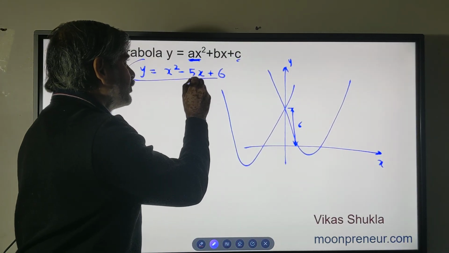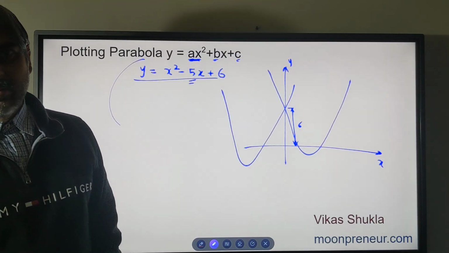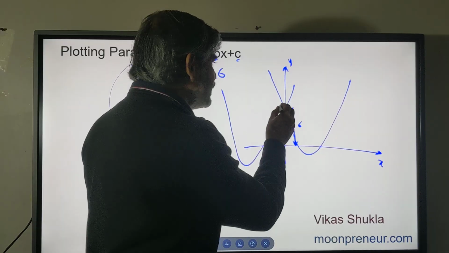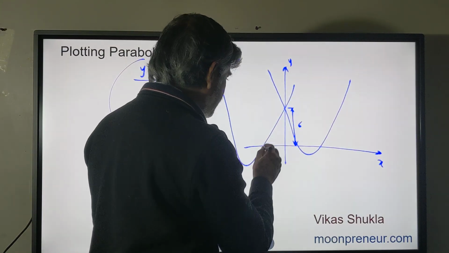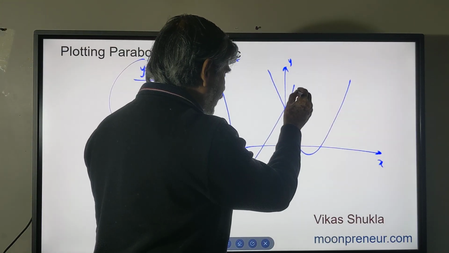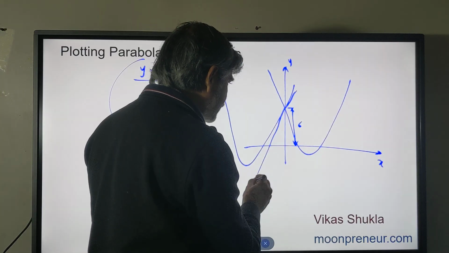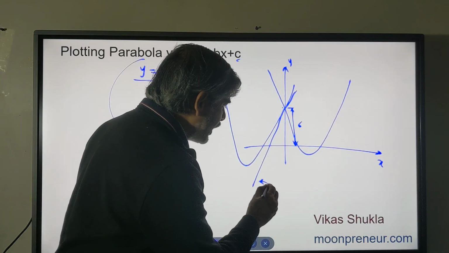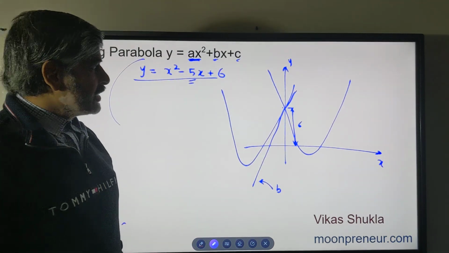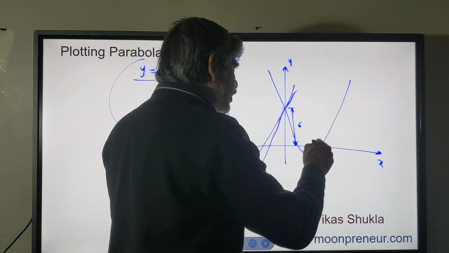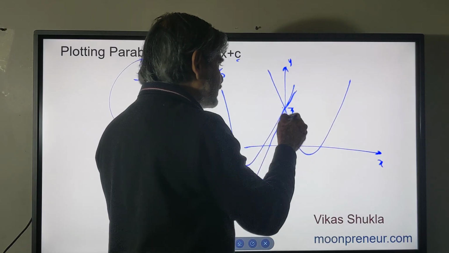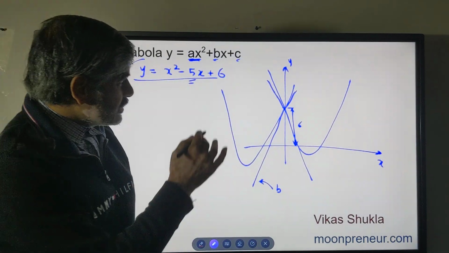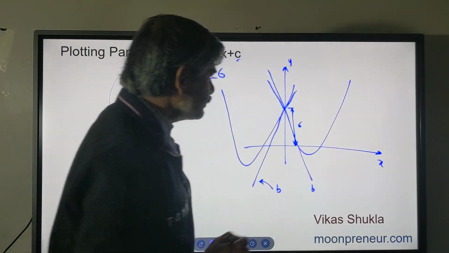This thing, the B, represents the slope of the curve. Let us say this is the parabola, and I draw a line just touching this, a tangent at this point. Then the slope of this line is B. In the same way, if this is the curve cutting this y-axis at this point, and if I draw a slope here, then this slope is given by B.